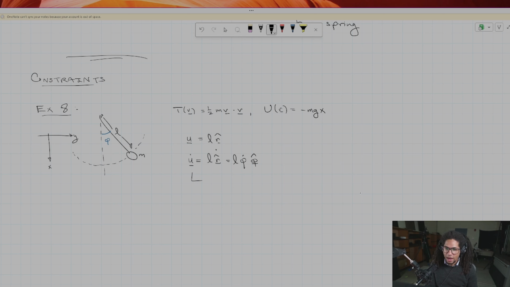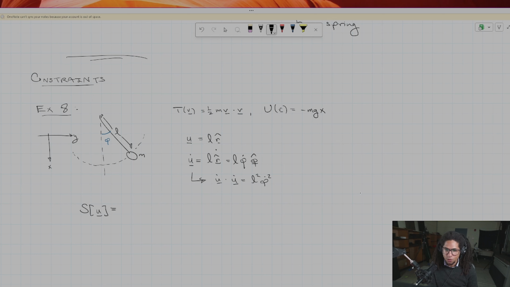Now let's use that result and square this. So u dot dot u dot is equal to L squared phi dot squared, and then phi hat dot phi hat is 1. It's a unit vector, and so its dot product with itself is 1. Great. Okay, we're now ready to write down our action.